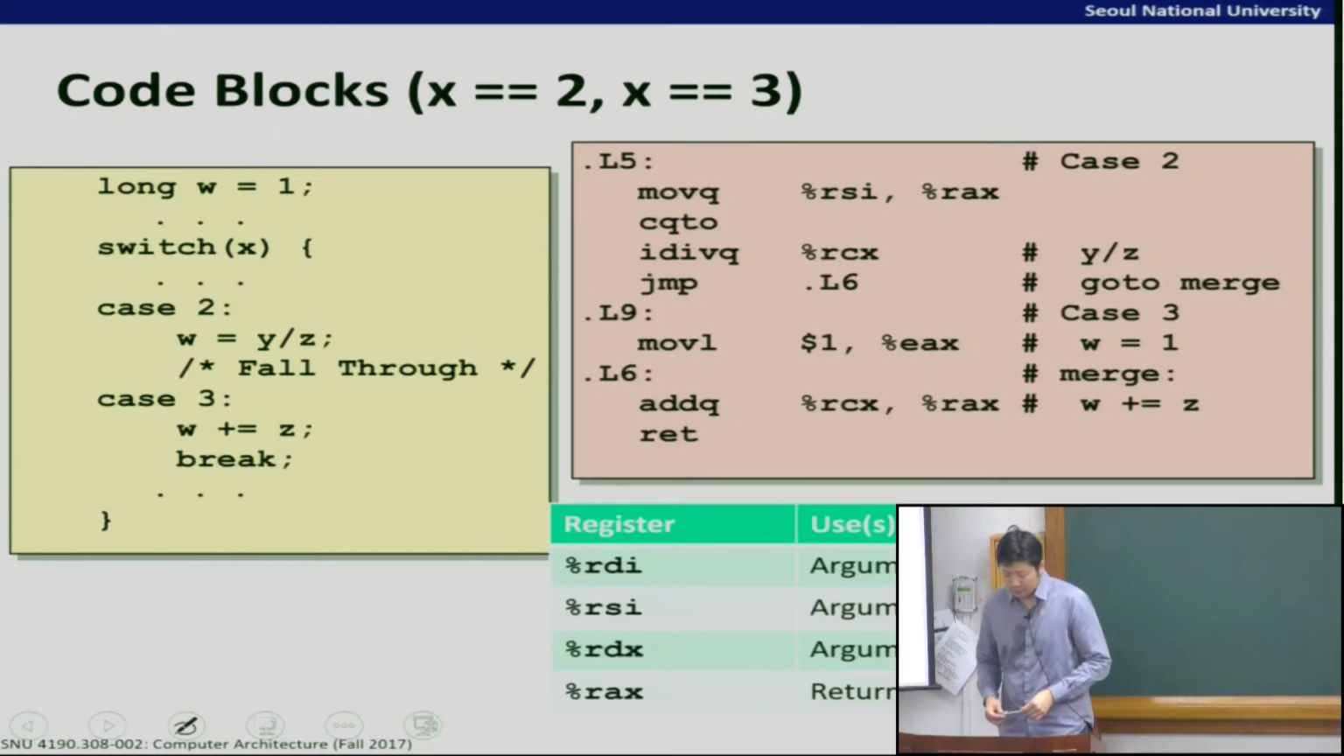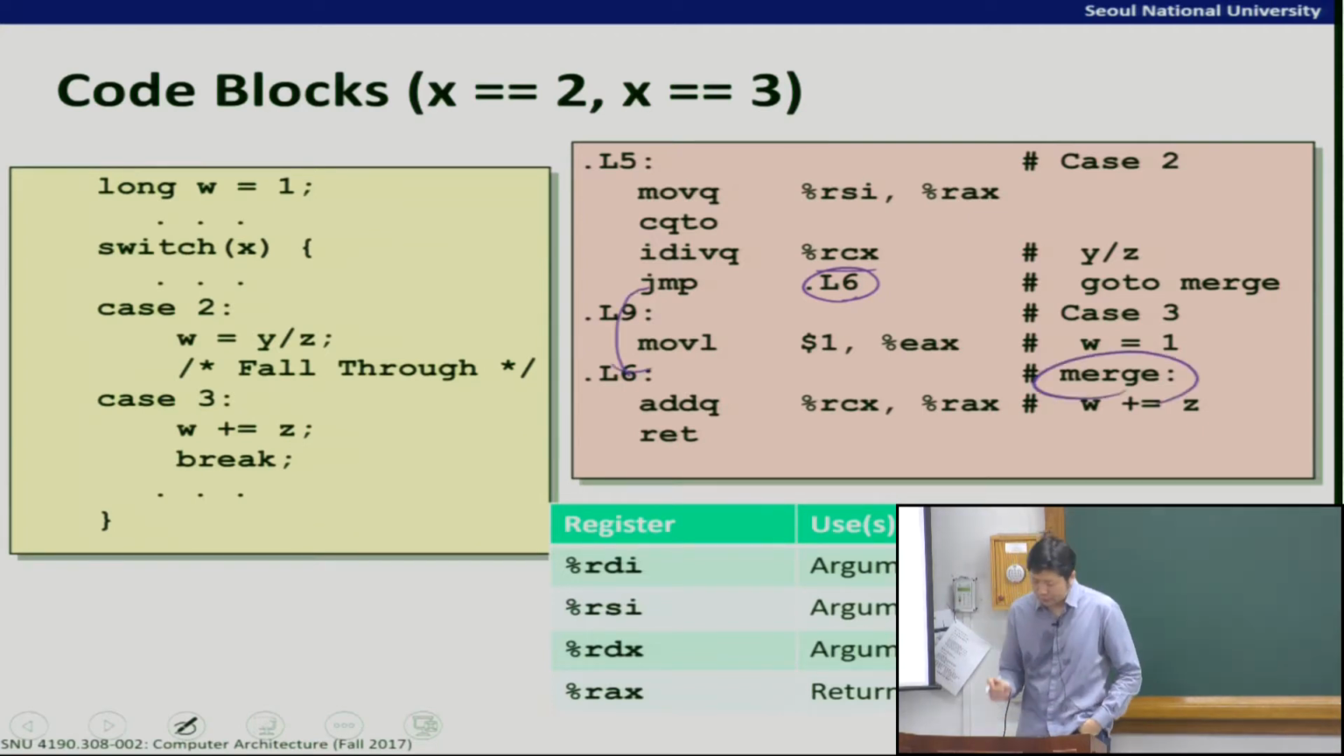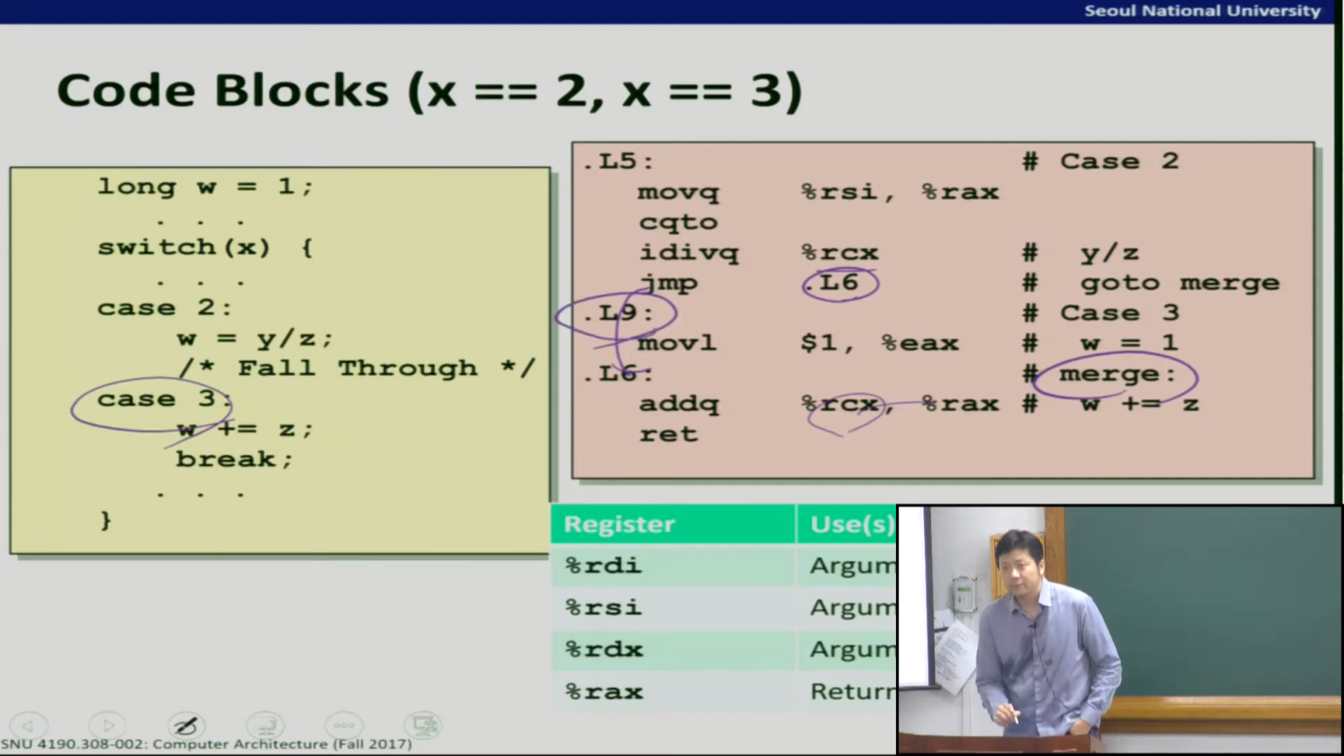So here's the code block which actually implements exactly what I told you in the previous slide. In case 2, you first calculate the value of division. You divide the value of Y by Z, and then you go to the code block labeled L6, which is like a merge code. So you add the value of Z to it. That's what's done. The case 3 actually starts from L9. In this case, you first initialize the value of RAX or EAX to 1, and then you add this value of Z to this RAX value and return. Okay?